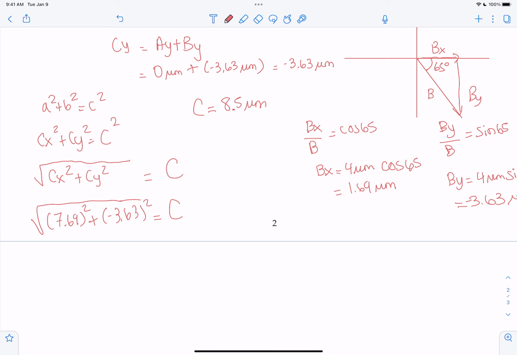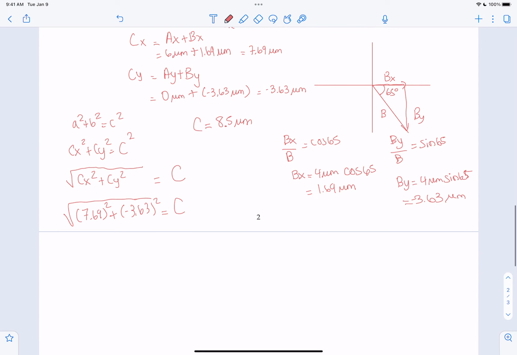$6.78. Do you want to walk me through what you have written down in your paper, just so I can see maybe where you might have gone wrong? Because I got 8.5 as well. So I might have gotten the wrong answer. I just want to see.